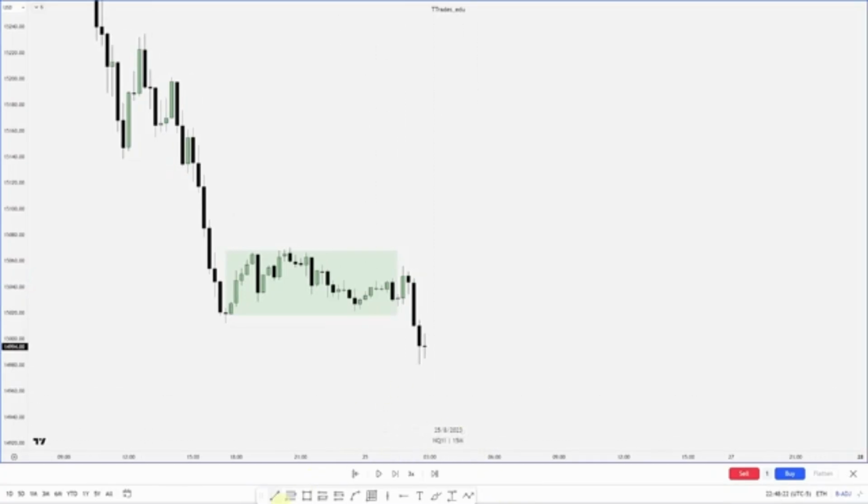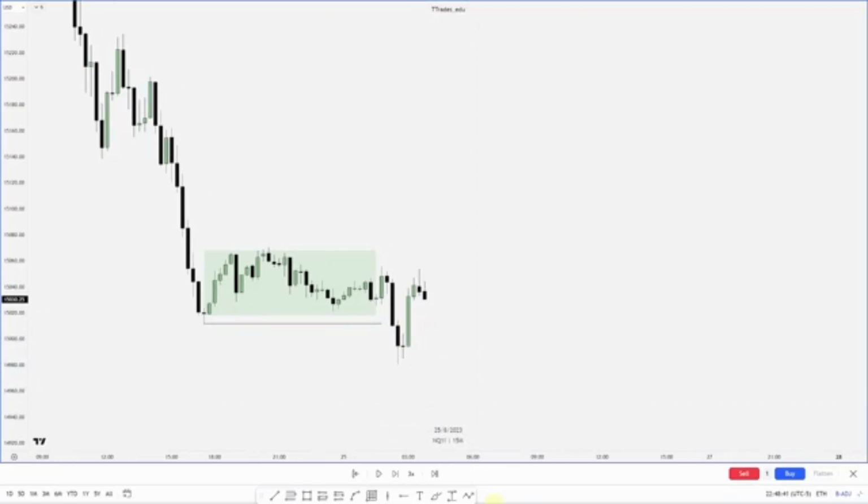So here in London, you notice we get an aggressive move out of this range, sweeping this low. So if this is going to be manipulation and we want to see a move to the upside, we want to see aggressive displacement back into the range. If this is going to continue lower, we want to see a retracement before moving lower. Here we get aggressive displacement back into the range. So now what can we do?